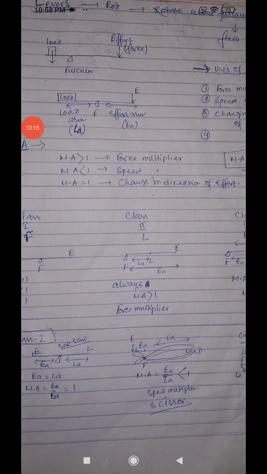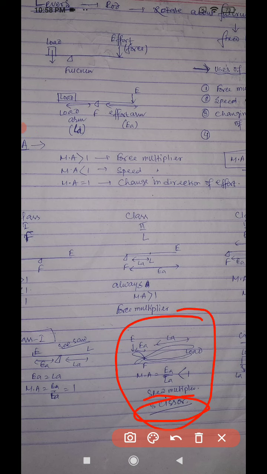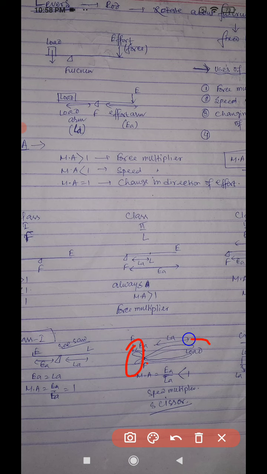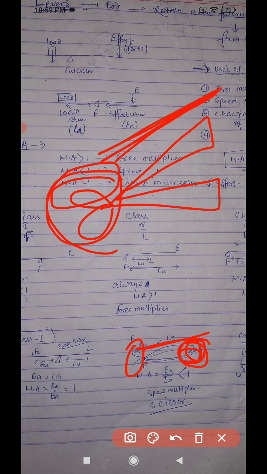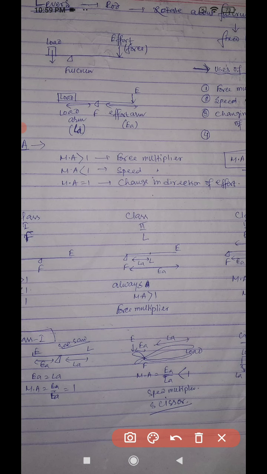Now students, the second example is a scissor. A scissor is a speed multiplier. How? If the middle is the fulcrum, here is where your finger will be, and the load is here, it will be cut here. In a scissor, the portion where we put our finger is shorter than the portion on the other side, which is longer. So where we give the effort, that effort arm is very much less, but the fulcrum is in the middle.